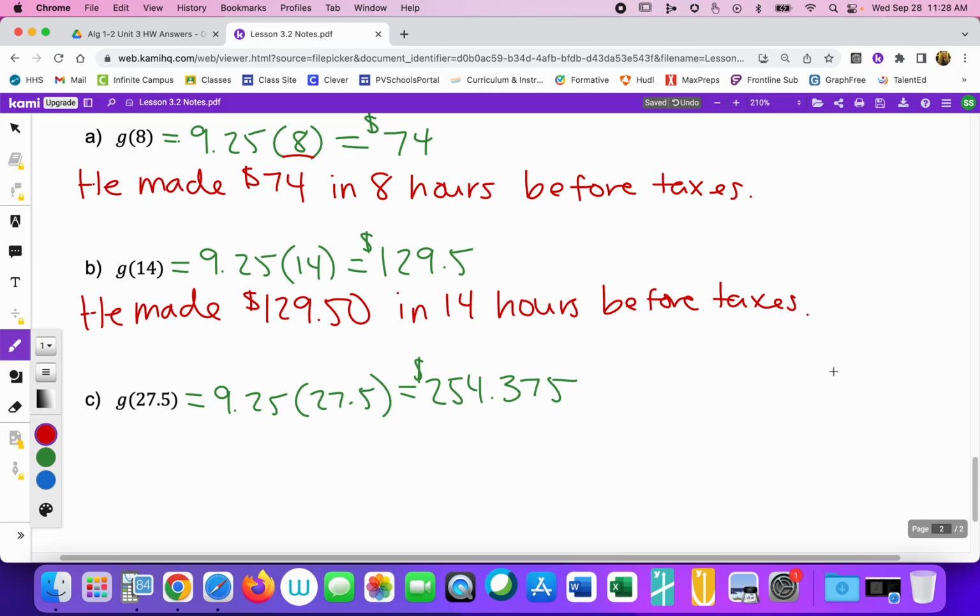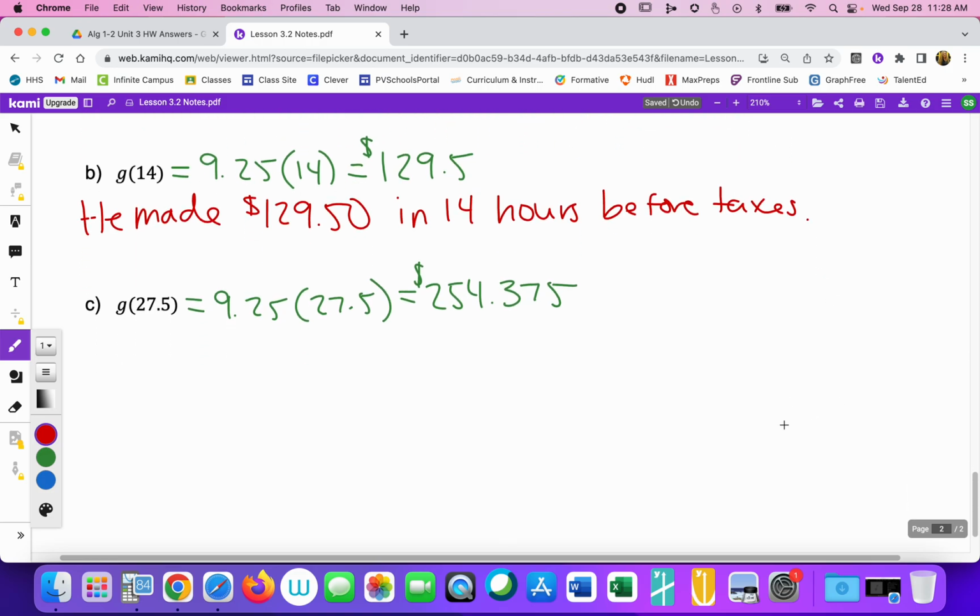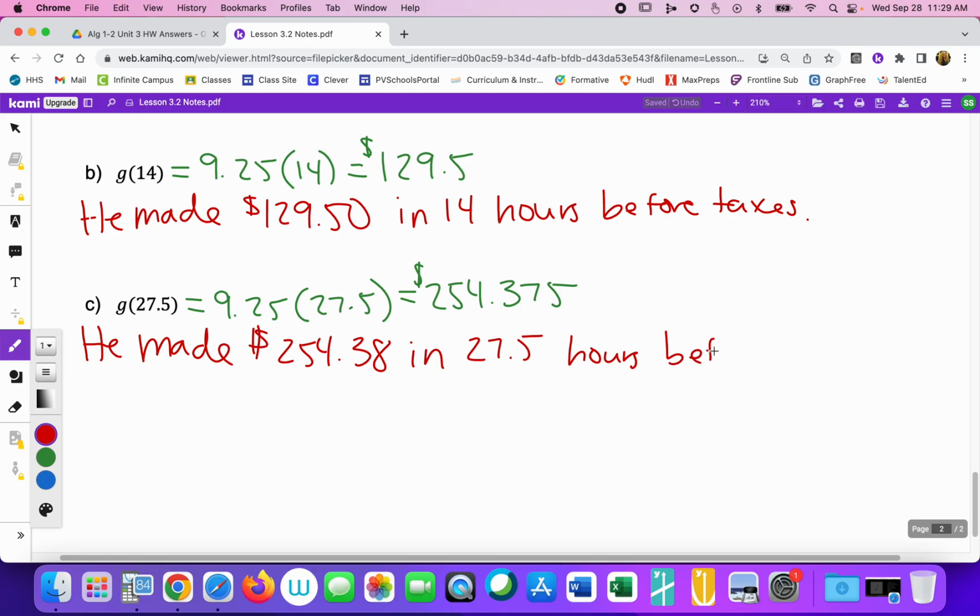Now, can we technically round money to 3 decimal places? No. So if you worked 27.5 hours, that will be rounded up a penny because that is a 5 and it's 5 or higher, so that would be 0.38. Generally employers will round up if it's an extra decimal place. You never know, some may round down. So he made $254.38 in 27.5 hours before taxes.